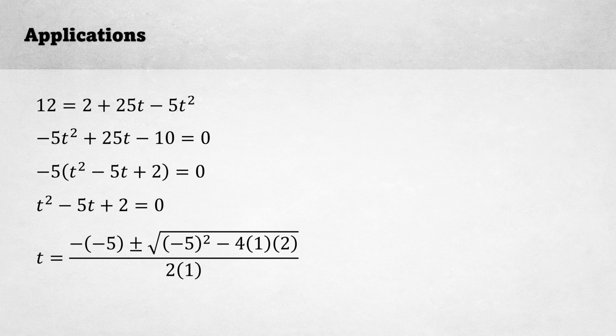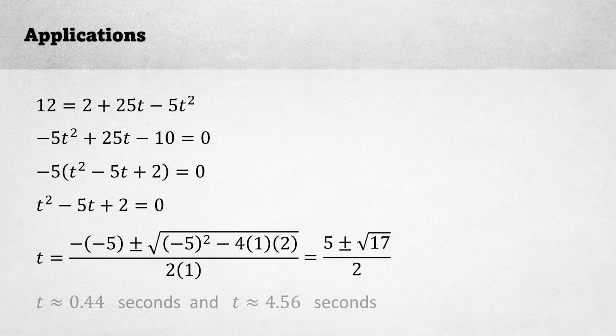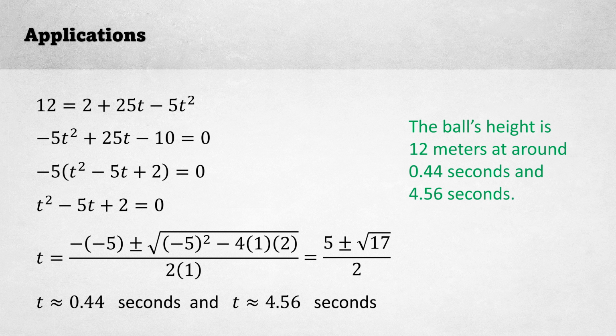First, we set the equation equal to 0 by subtracting 12 from both sides. Then we can factor out a -5. Unfortunately, this quadratic expression is not factorable, so we must solve for t by using the completing the square technique or by using the quadratic formula. Using the quadratic formula and simplifying it, we get 5 plus or minus square root of 17 over 2. And using a calculator, we can approximate the values of t. So the ball's height is 12 meters at around 0.44 seconds and 4.56 seconds.